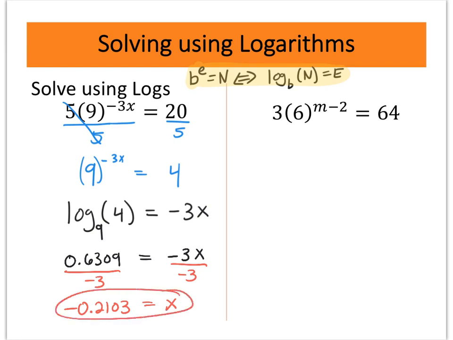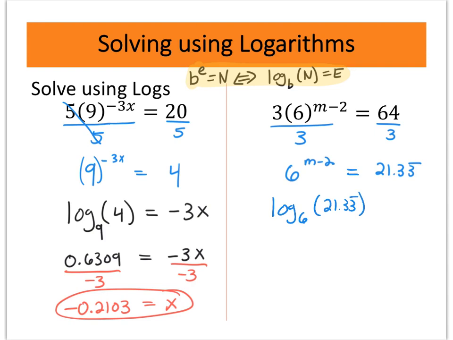I'm going to go a little bit faster through the next one, but the same idea applies. We're going to get rid of the 3 on both sides because I don't want the 3. 64 divided by 3 is 21.3 repeating, and we're left with 6 to the power of m minus 2. I'm going to use my log property up here because I've got an exponent. I'm going to use this log property to convert it into a logarithm. So that's equal to that. I've got log base 6 of the answer from before, 21.33 repeating, is equal to m minus 2.